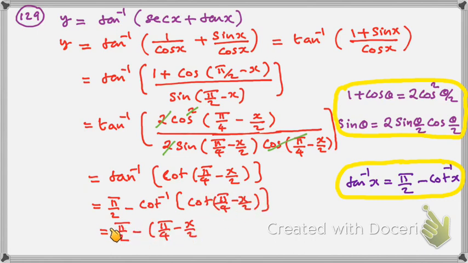I'll open the bracket. Then I'll get pi by 2 minus pi by 4. 90 minus 45 is 45. Pi by 2 minus pi by 4 would be pi by 4, and minus into minus is plus x by 2. So I get it as pi by 4 plus x by 2, and then I differentiate. So my question y is now just pi by 4 plus x by 2. The question is asking you to differentiate. So we'll say therefore dy by dx is equal to pi by 4 derivative is 0, x by 2 is 1 by 2.